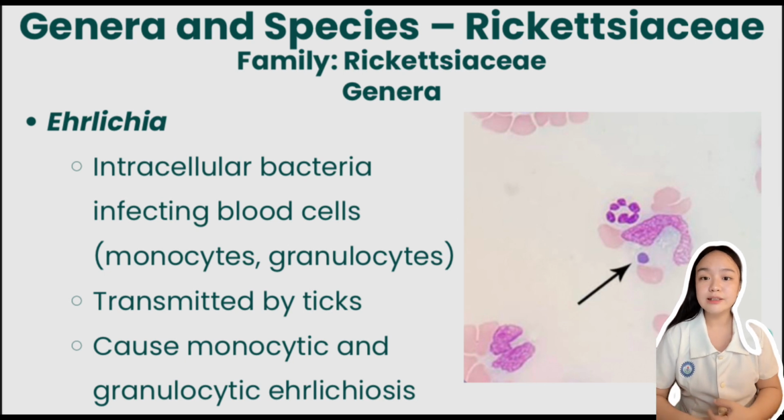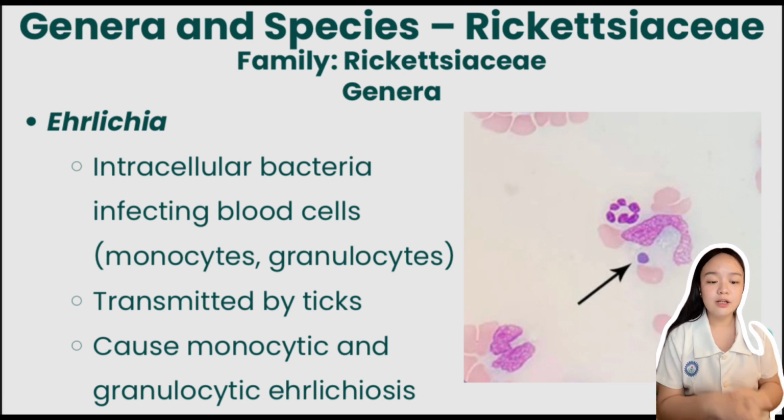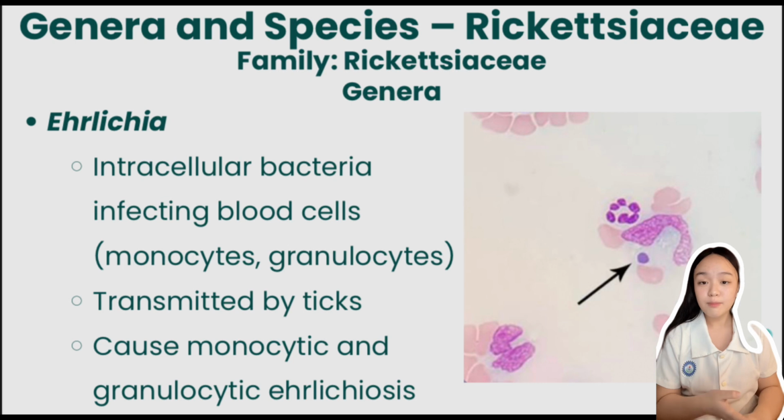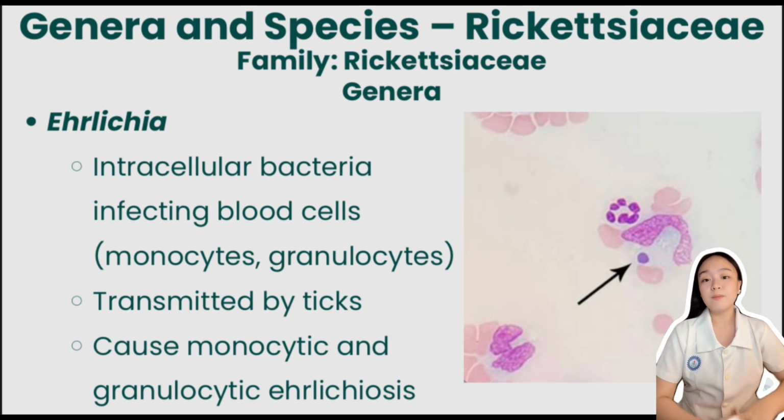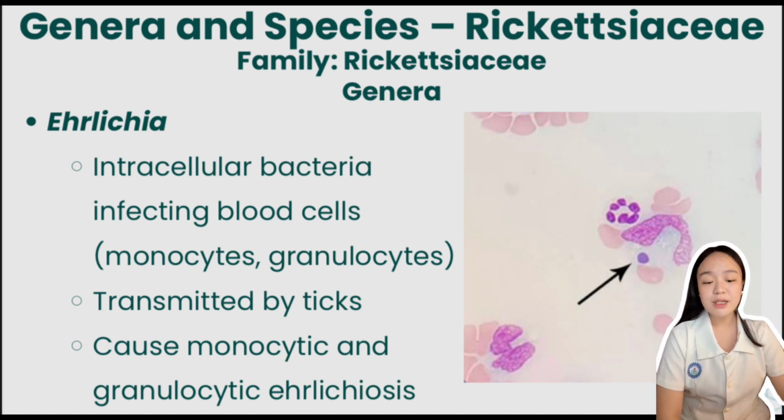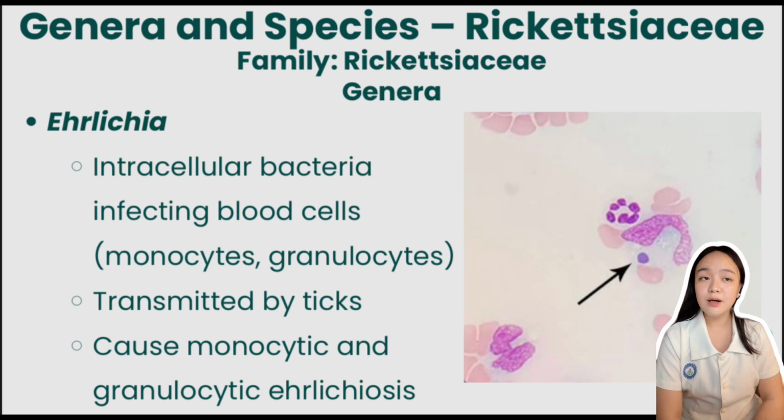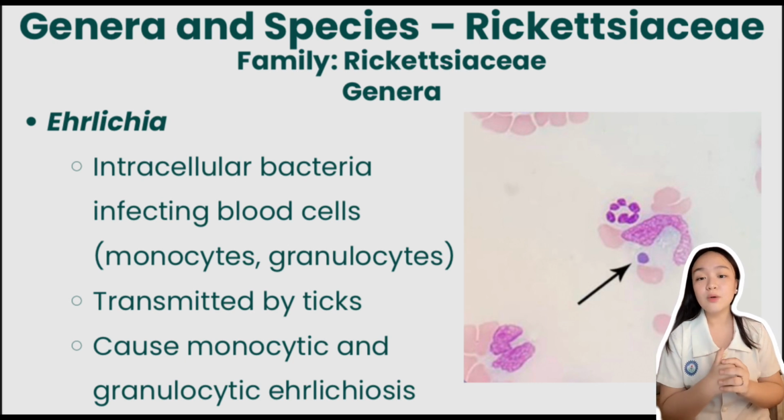Next is the Ehrlichia. Ehrlichia is an intracellular bacteria infecting blood cells. So, itong si Ehrlichia, siya yung target niya is your blood cells, especially the monocytes and the granulocytes. It is transmitted by ticks also. So, si Coxiella lang yung parang natatransmit through aerosols, and Ehrlichia can cause monocytic and granulocytic ehrlichiosis. Halos same lang si Ehrlichia, si Orientia, and si Rickettsia. Well, si Coxiella, siya yung parang naiiba sa kanilang apat.